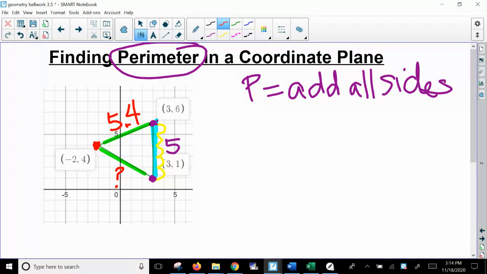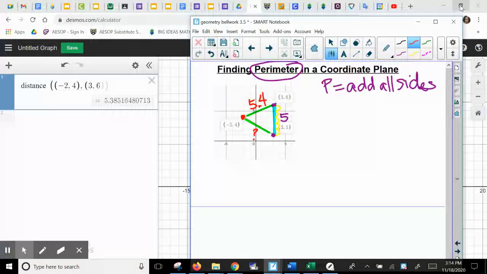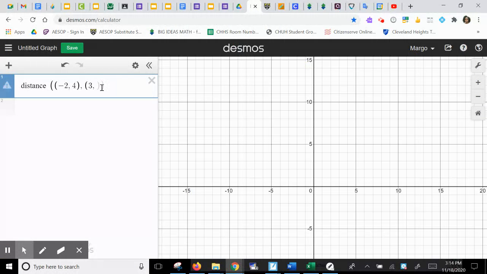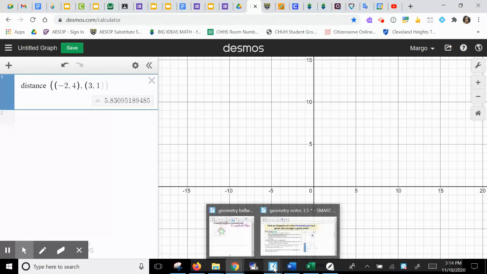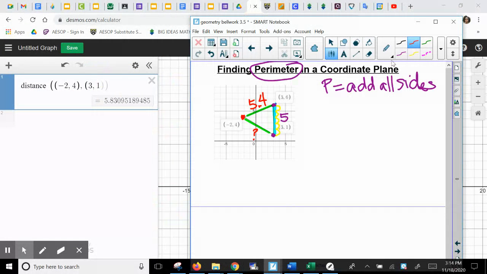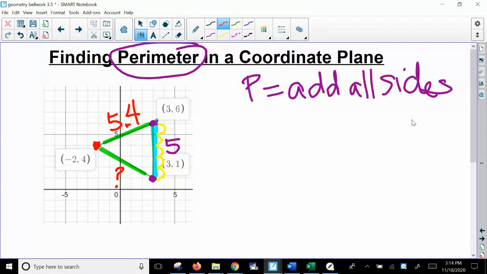And now I'm going to find my other question mark length, and that's from (-2, 4) and (3, 1). These two endpoints, (-2, 4) and (3, 1). So in my distance formula, I got my (-2, 4), and I'm going to type in (3, 1). And I have pretty much the same answer, 5.83, blah, blah, blah. So I'm going to round that to, actually that's 5.8. Round that to 5.8. So that length is 5.8. So down here I got 5.8.